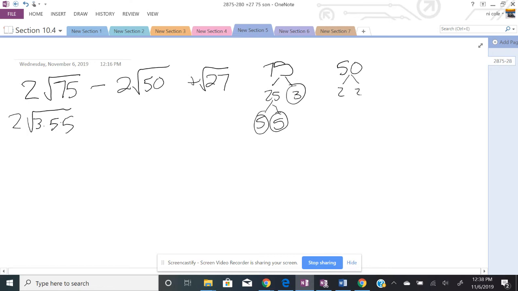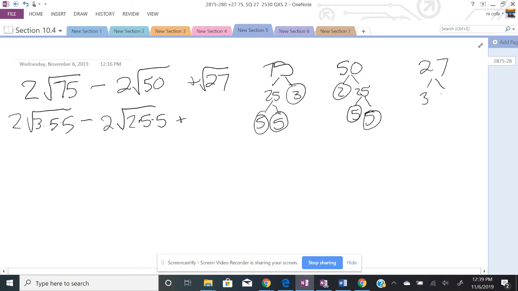which is 2 and 25, 5 and 5. So then I have minus 2 times 2 times 5 times 5, plus 27. Factor tree that out. That's 3 and 9. And then I have 3 and 3. 3 times 3 times 3.